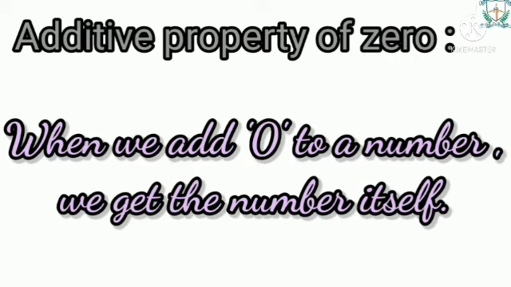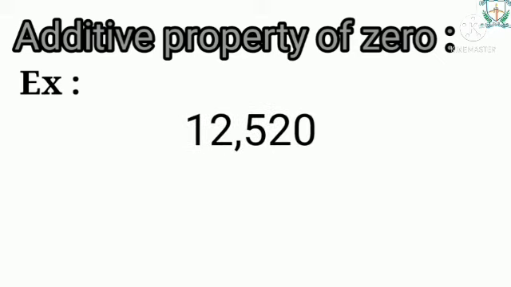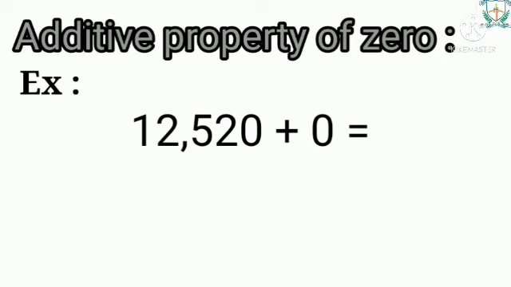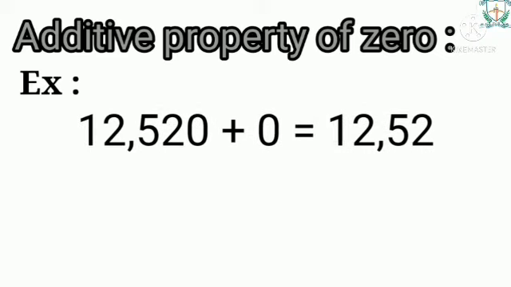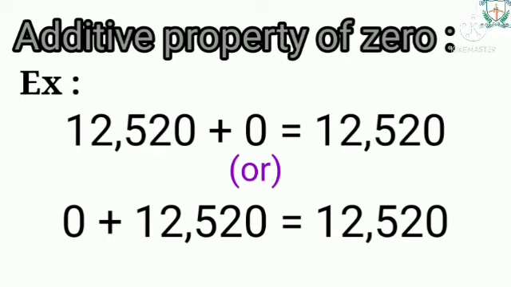Property 2. Additive property of 0. When we add 0 to a number, we get the number itself. Example, 12,520 plus 0 is equal to 12,520. Or 0 plus 12,520 is equal to 12,520.